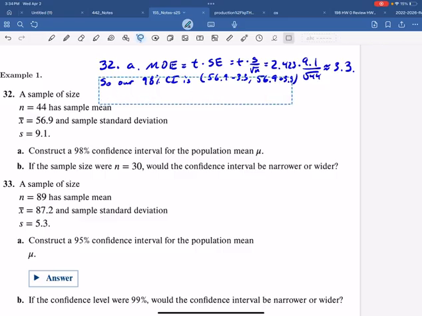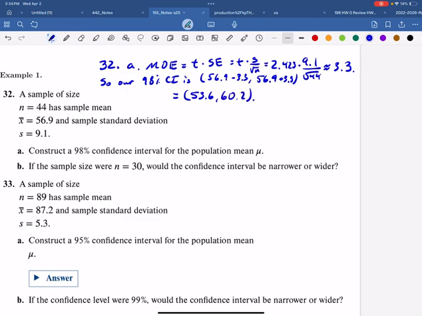It's okay where it is, right? And we'll just say that this is going to equal, if we subtract that, I think we're getting 53.6 to 60.2. Okay? So that's our answer for that. And I just want to be clear, right? 98% corresponds to this value right here. That's what makes it a 98% confidence interval, was the confidence level that we chose.